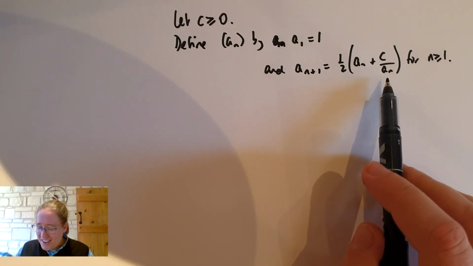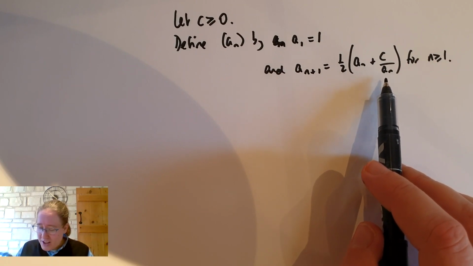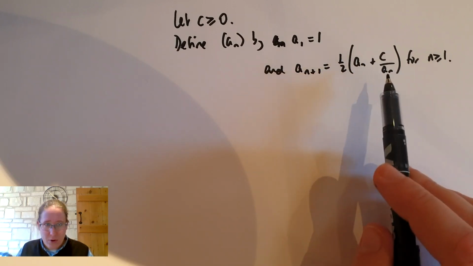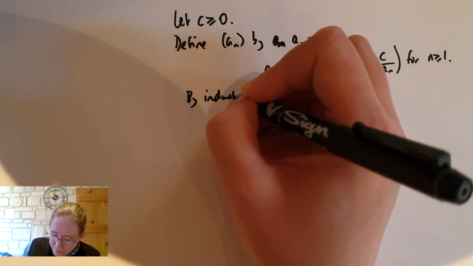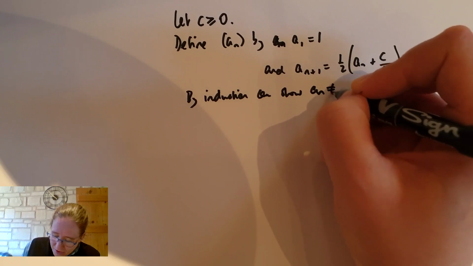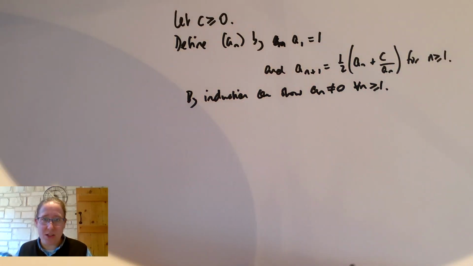You might wonder, could we be dividing by 0 here? I'm wondering that too. But actually, you can do a quick induction to check that these are never going to be 0. So by induction, we can show that a_n is not 0 for all n greater than or equal to 1. So this is a legitimate definition.